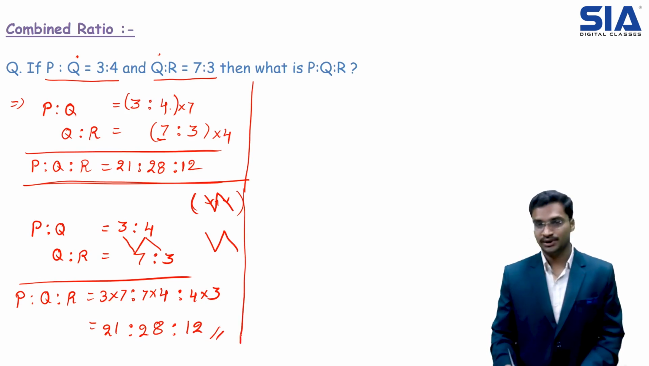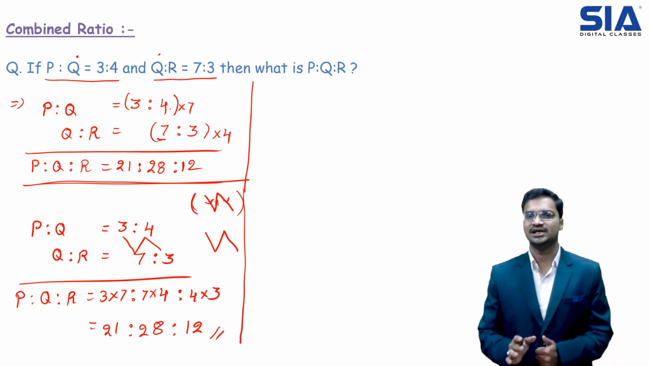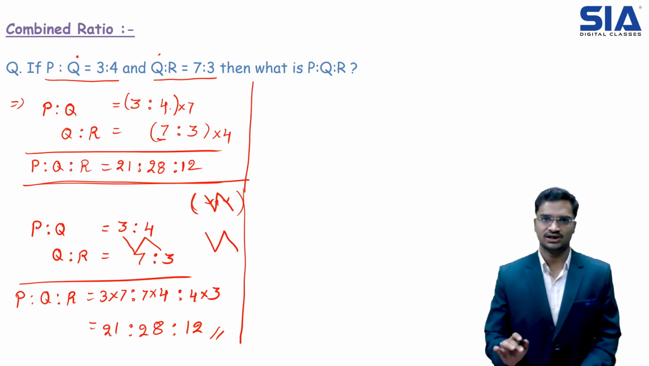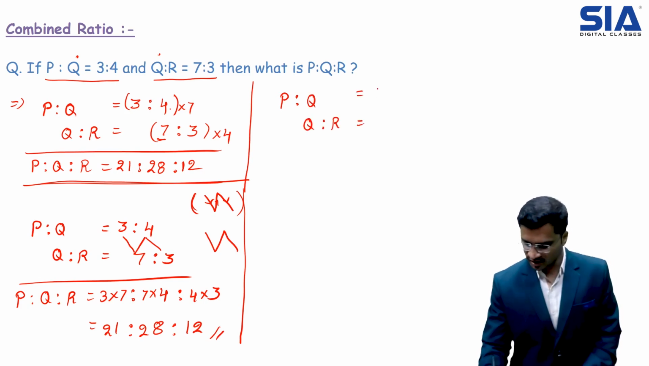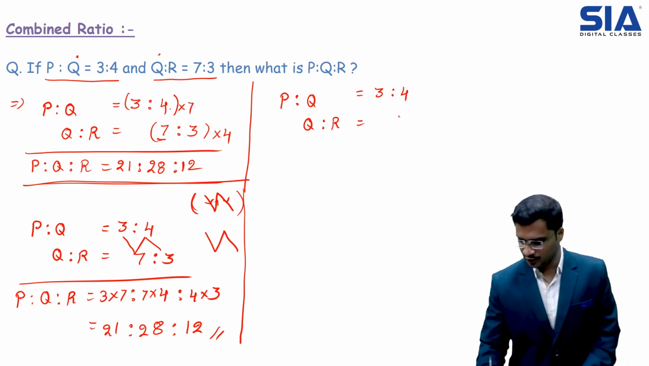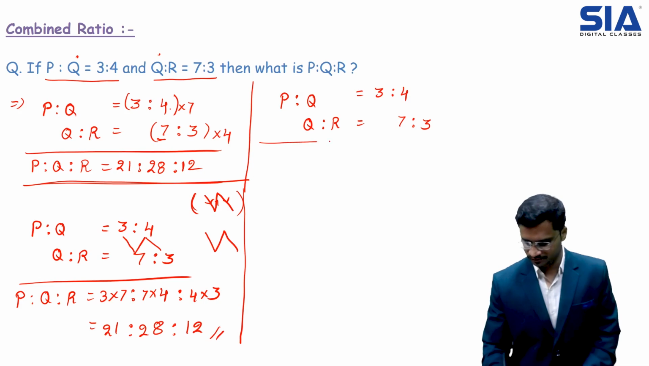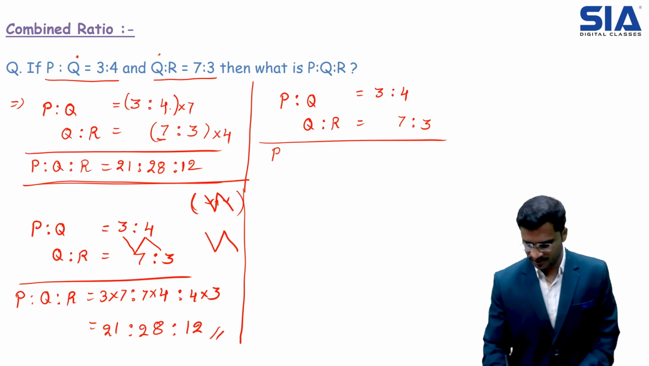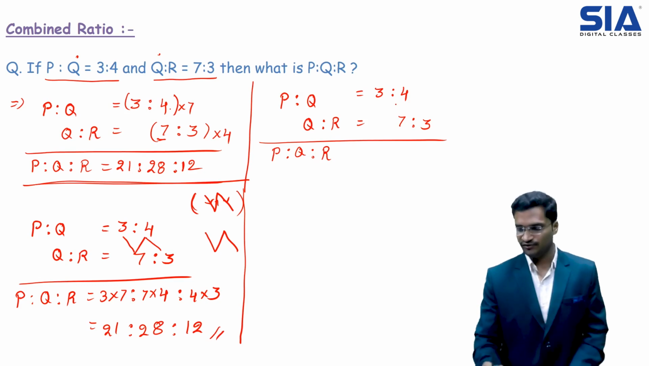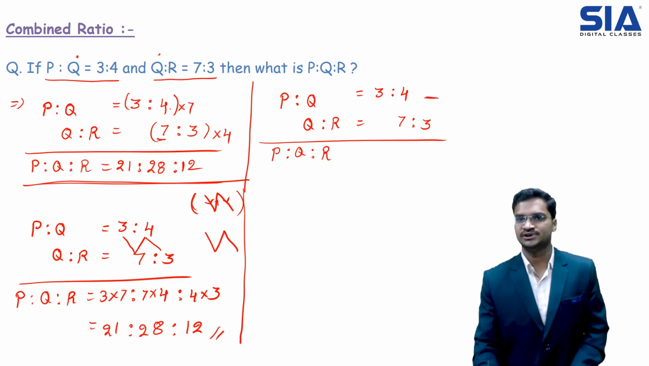Now coming to the last method of finding the combined ratio, which is an effective method. We have to write it the same way: P ratio Q, Q ratio R. P ratio Q is 3 ratio 4 and Q ratio R is 7 ratio 3. Now I have to find the ratio of the 3 values P, Q, R. But in our first ratio, we have only 2 values. The third value is missing, so I am writing a blank here.